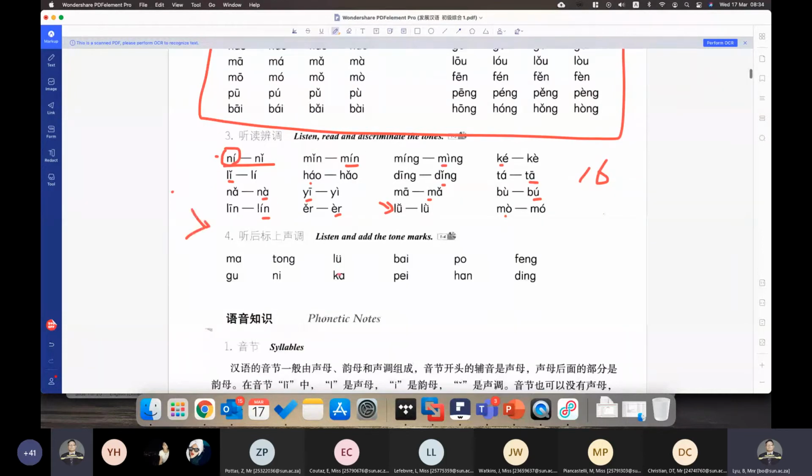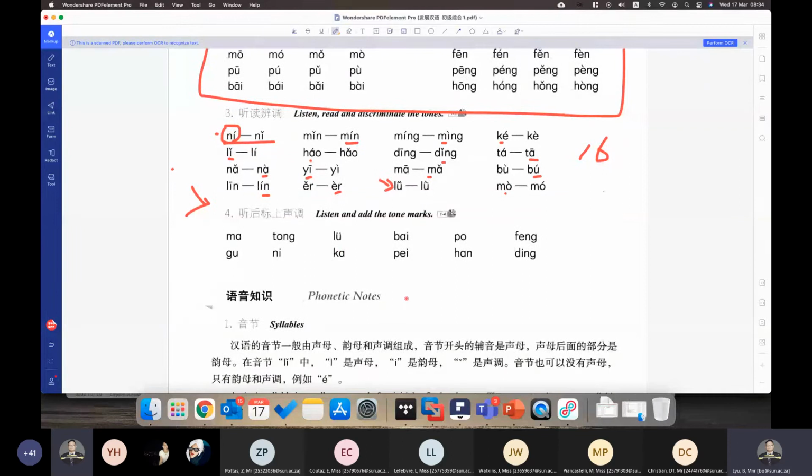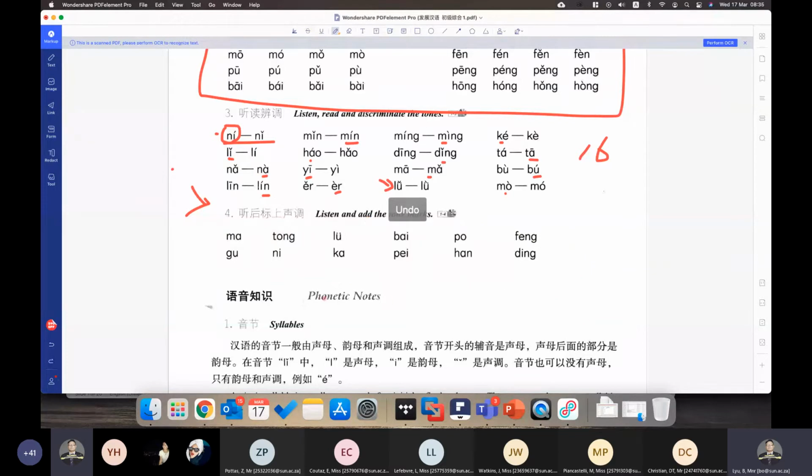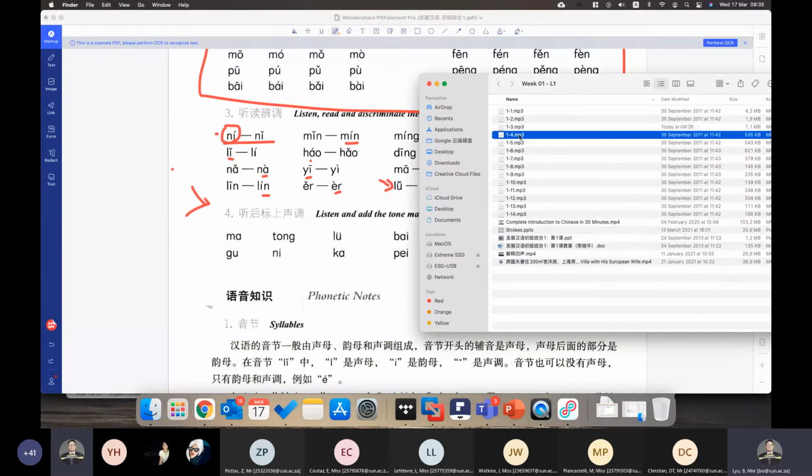Then let's come to the number 4. Let's challenge you a little bit, right? What's going on with this exercise number 4? Listen and add the tone marks. This is my favorite. You see all those syllables here are without tone marks. I'm going to play that one time. No, I'm going to play that 2 times. And you get your little pen and put the tone marks onto those correctly. Let's do that.